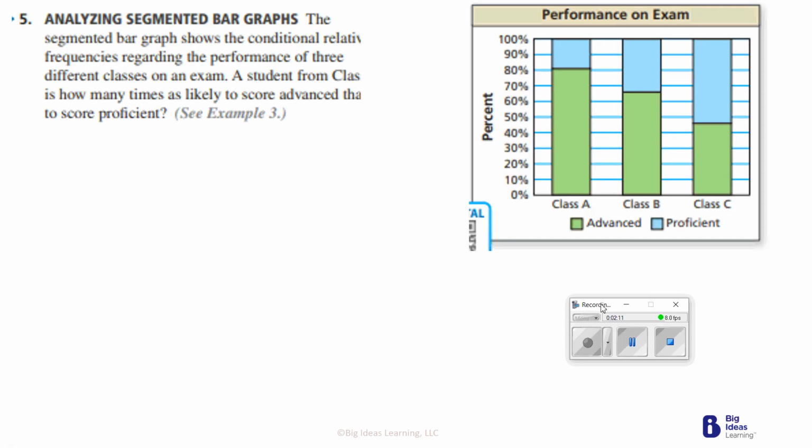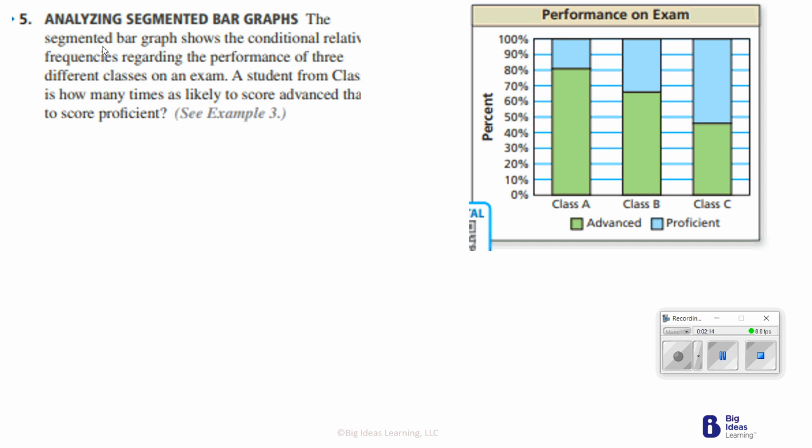Number 5 says analyze the segmented bars. The segmented bar graph shows the conditional relative frequency regarding the performance of 3 different classes in an exam. A student from class A is how many times as likely, I think that's cut off. I'm going to have to go back and check that. There we go. A student from class A is how many times as likely to score advanced than to score proficient. Remember, we're talking class A here. Looks like it's a little over 80. I would say 81% there.